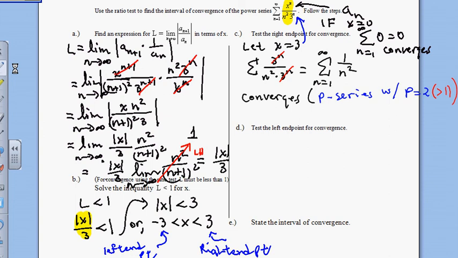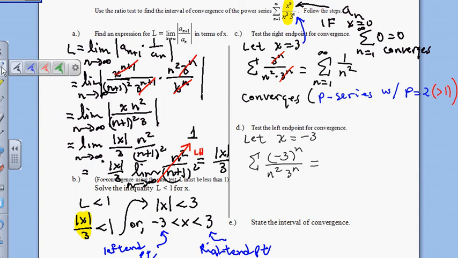Now we go to the left endpoint. The left endpoint is x equal negative 3. So now I let x equal negative 3 into the original series. So the series now looks like this. Negative 3 to the n over n squared, 3 to the n. Again, cancellations take place. However, when I do my cancellations here, the numerator can be written as negative 1 to the n times 3 to the n. So the 3 to the n cancels with the 3 to the n in the denominator, and we're left with the following series. Negative 1 raised to the n power over n squared.